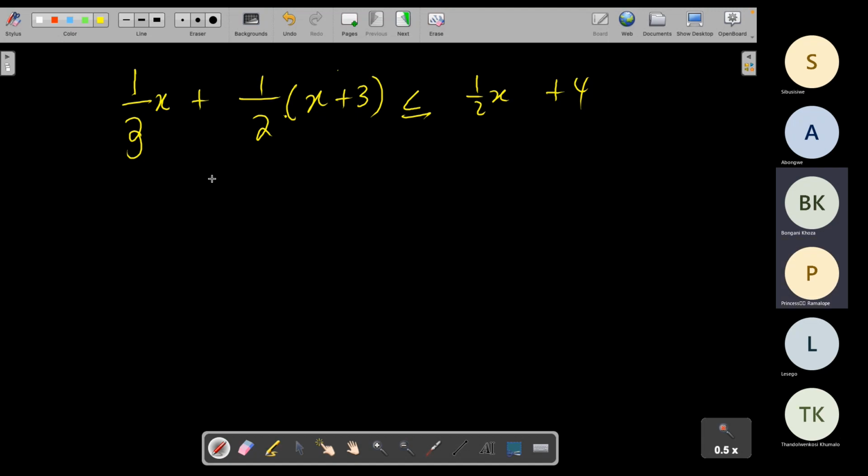Did we all attempt this one? Did we attempt it? Let me give you a few minutes to try it out. You can use those minutes to verify if you're on the right path.